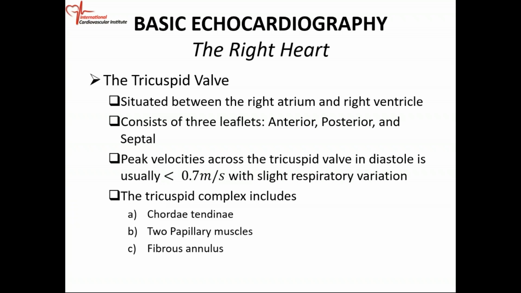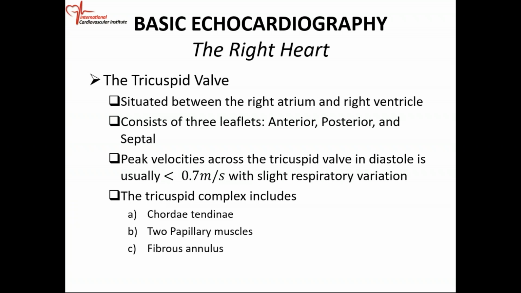On the right side of the heart, you get more respiratory variation. So when you look at the tricuspid regurgitation, you'll see there is respiratory variation. When you look at tricuspid inflow, you'll see respiratory variation. If you recall, with inspiration, you tend to get increased blood flow in the right side of the heart, and because of that, velocities and pressures tend to be a little bit higher with inspiration as opposed to expiration.